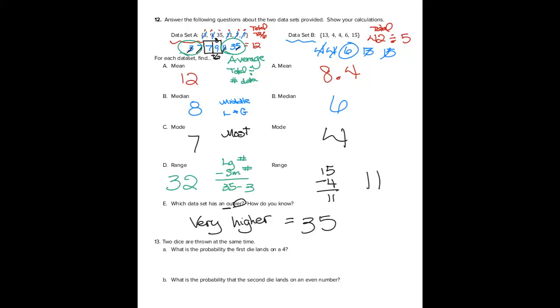Okay, 35. Very much higher. That is the outlier, data set A.